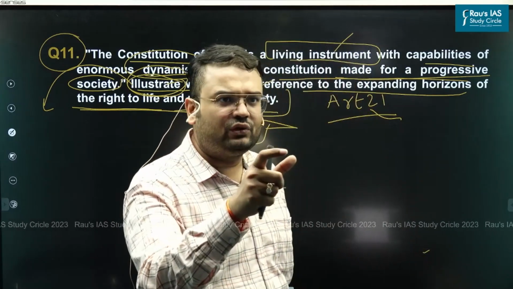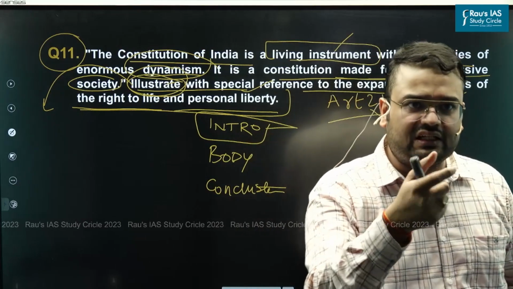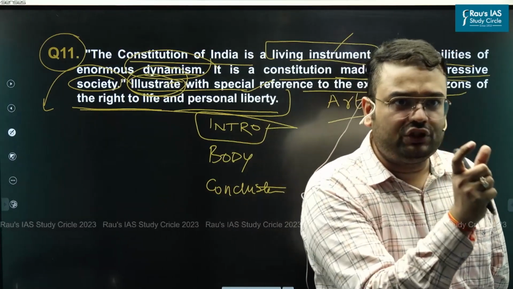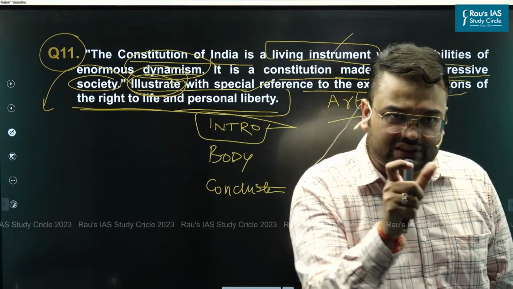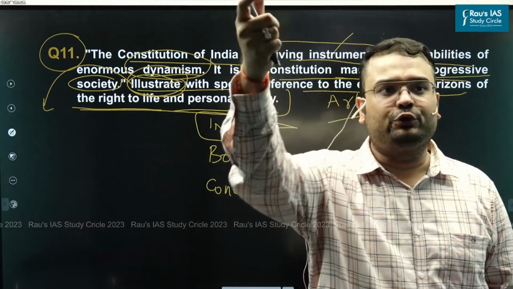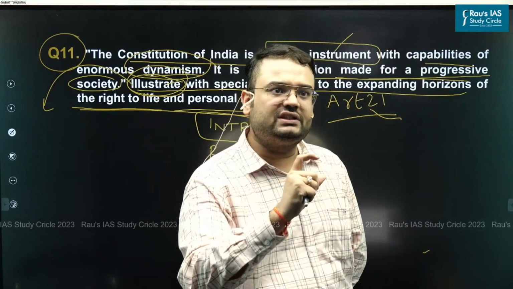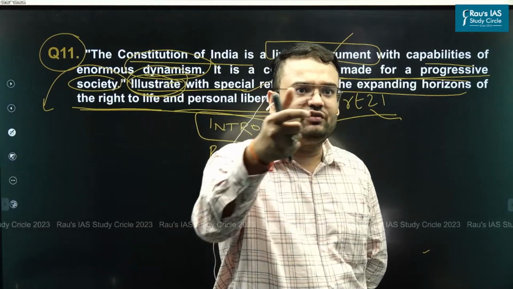For example, here one of the introductions can be a statement by Granville Austin. What exactly had Granville Austin said? That the Indian Constitution is not just a static document, it is a document which wants to bring about a social revolution. It wants to bring about a way in which we are able to change the lives of the people.